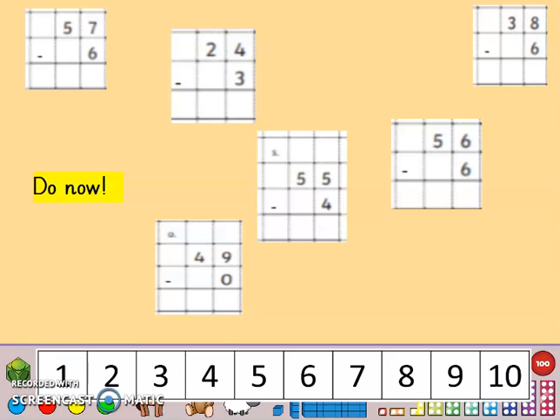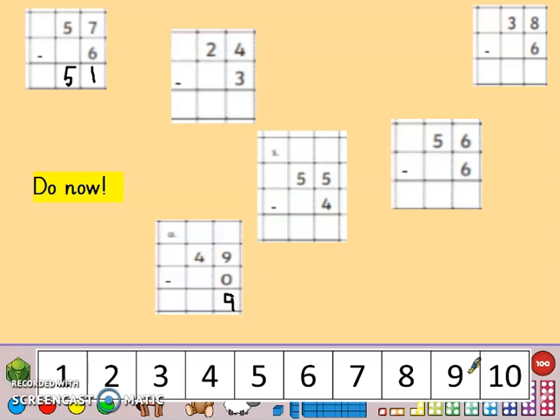Okay, so let's do this together. 7 take away 6. 7, 1, 2, 3, 4, 5, 6. Oh, it's 1. 5 take away nothing is still going to be 5, isn't it? Did you get that one right? This one's interesting. What's 9 take away 0? 9 take away 0. That's the same as 9 take away nothing, isn't it? So it's still going to be 9.